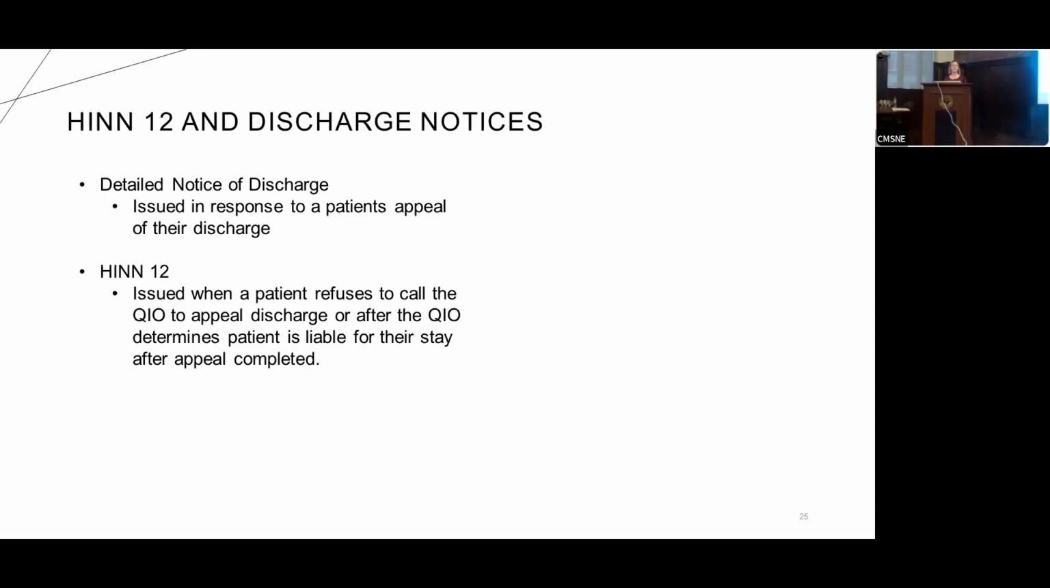KEPRO will complete their review independently. I think they have 2 days to turn around their decision. And then if they agree with the hospital's discharge, the patient will always be liable at 12 noon the following day after they make their decision. It's always the case.